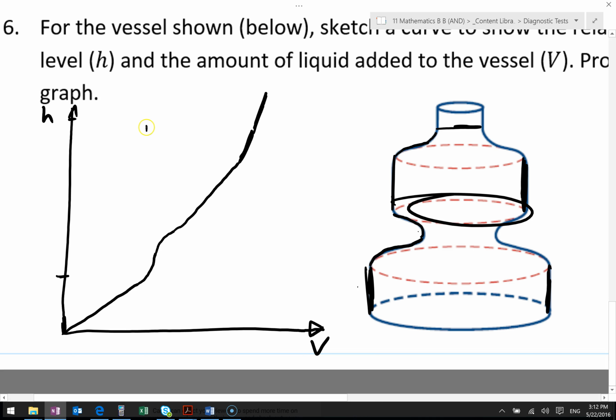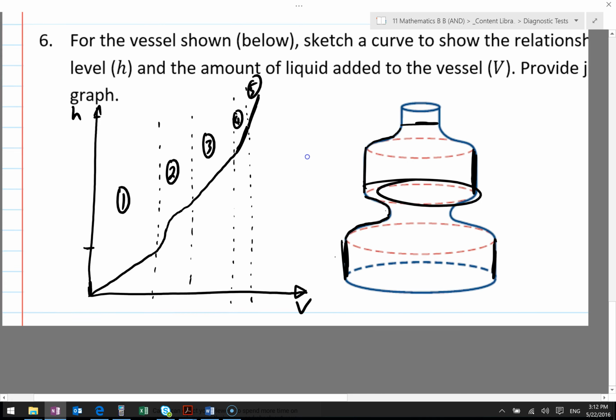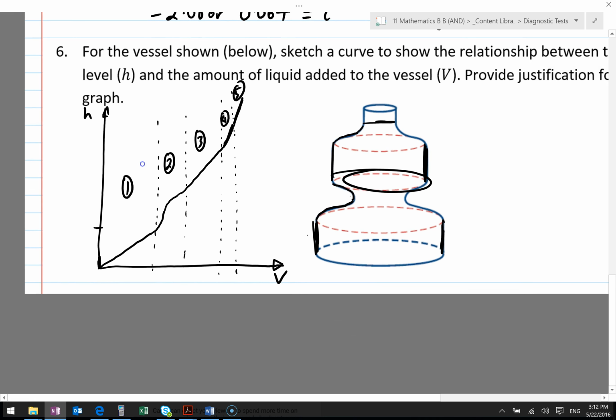Okay, so if I was trying to justify what's going on here, I'd probably divide it into these sections so that we can actually see what's going on. I call this section 1, section 2, section 3, section 4, and section 5. Okay, and I'd write a comment about what's happening at each of those sections.